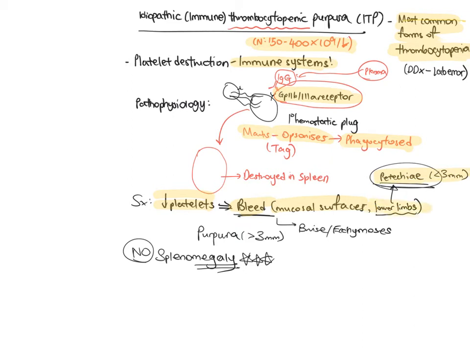It tends to be on lower limbs, especially where the gravity is, what we call a gravity dependent area. Patients may also have bruise and ecchymosis, and they also may have purpura, which is defined as more than 3 millimeters. Patients also do not present with splenomegaly. It's also important to know that.